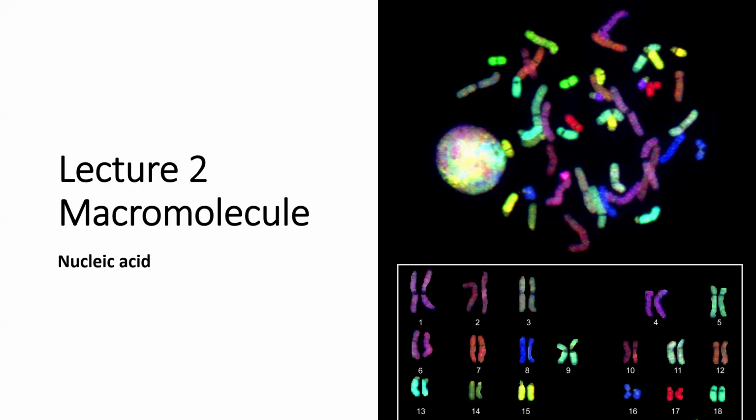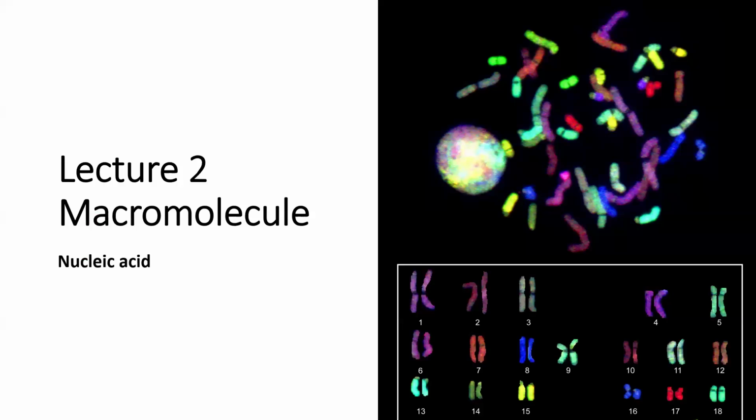There are two types of nucleic acids in our body. We have DNA and we have RNA. In this picture, we can see the nucleus of a cell, and then here are the chromosomes. The chromosomes are actually not colored.